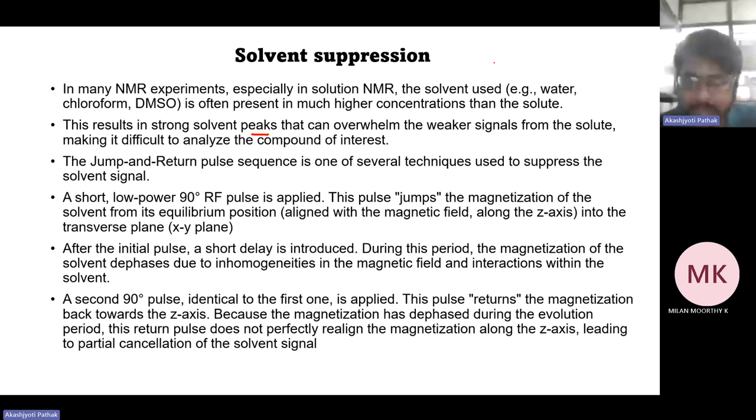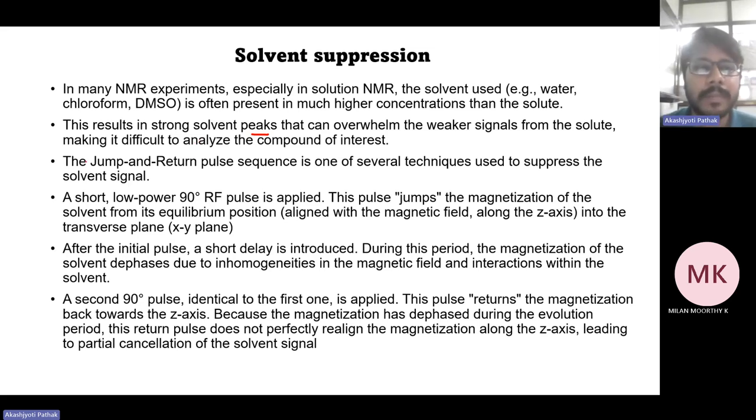In the slides you can find there are two spectra, one where the solvent peak was not suppressed and another in which the solvent peak was suppressed. If we do not suppress the signal that is coming from the solvent, then we will not be able to observe the weaker signal that is coming from our sample. Now there are several methods that were discussed in the lecture on how we can suppress the solvent.